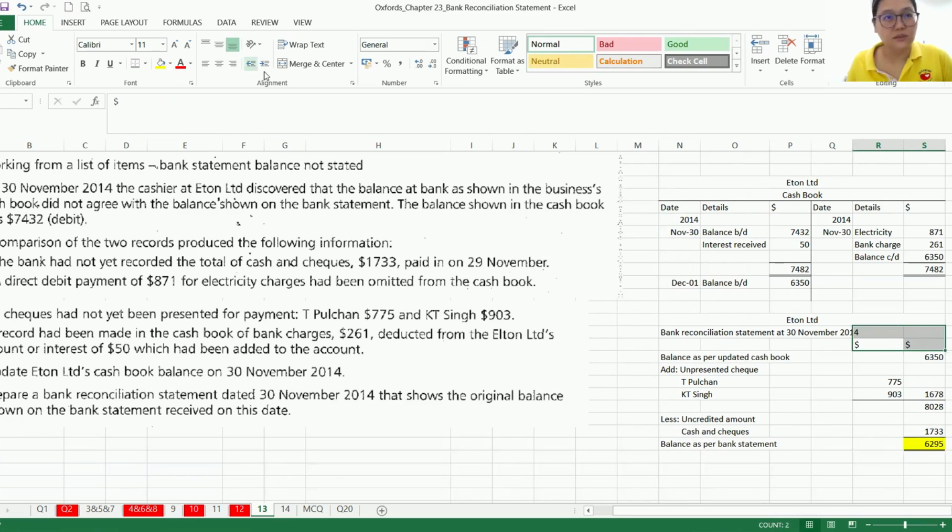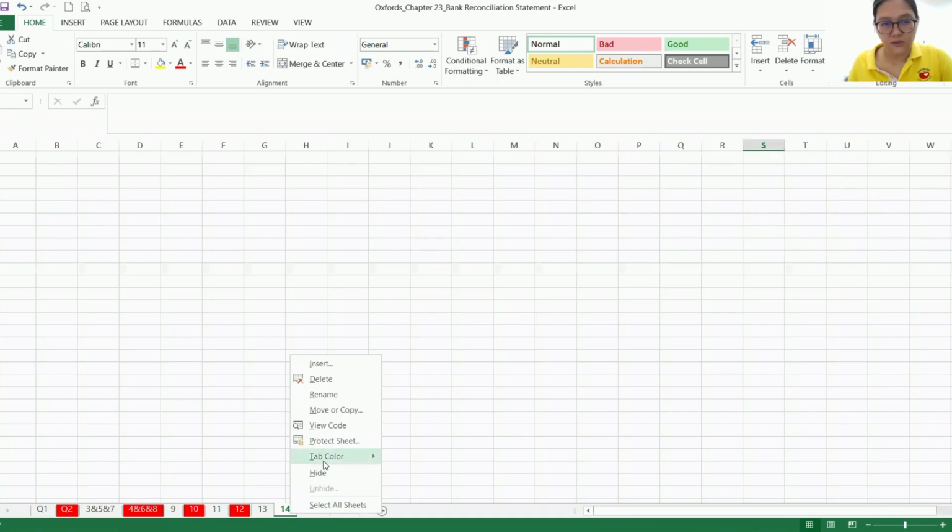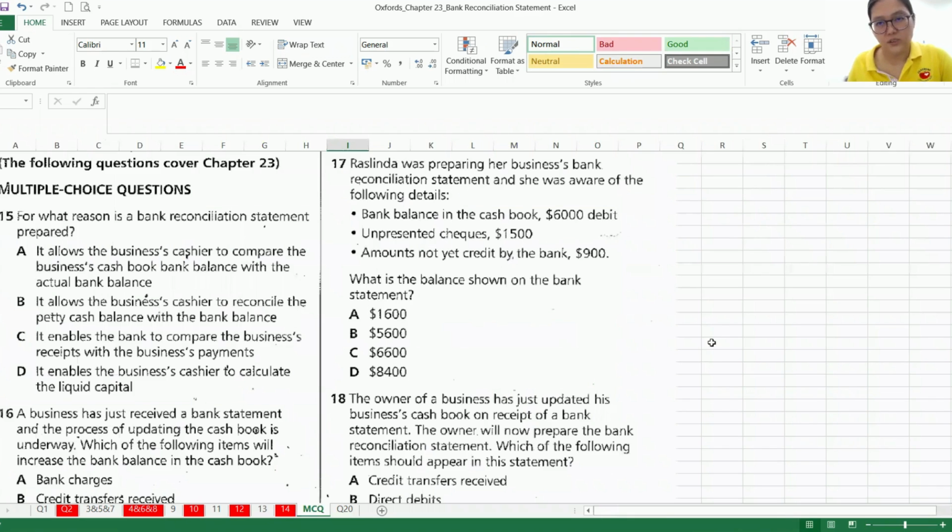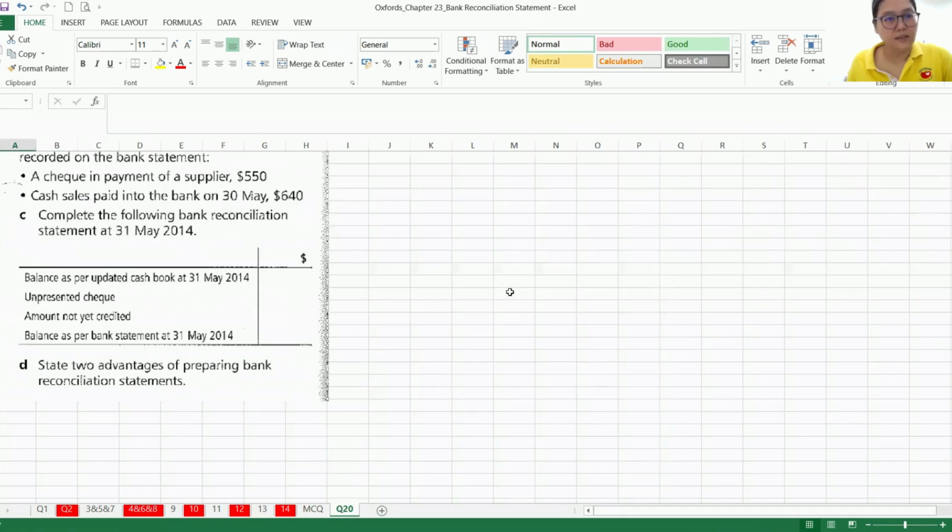Okay, now we continue. For this question 14, as usual, you have to do it as homework. The multiple choice, I will do in the class when we do the multiple choice. Get it? Now, last question.